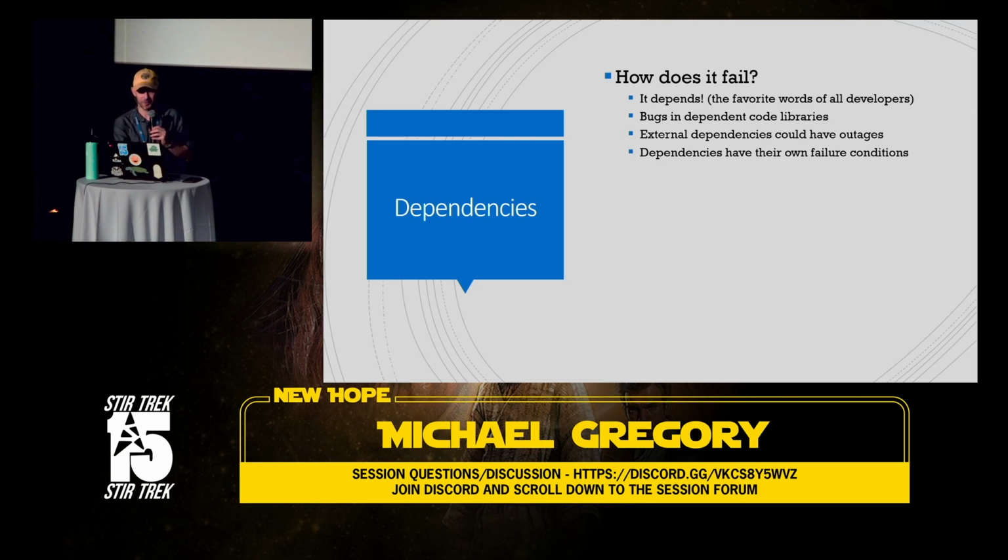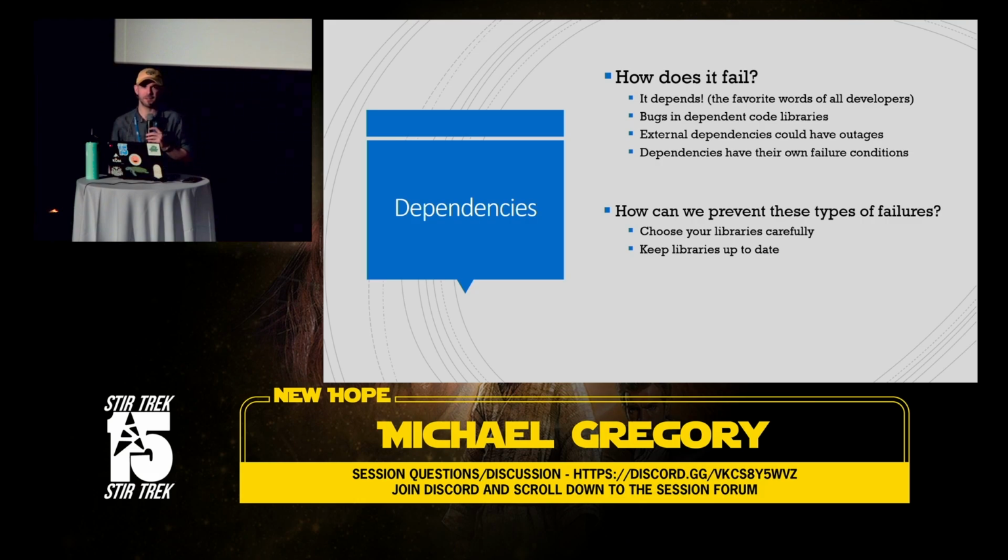Dependencies can have their own failure conditions themselves. We'll get back to that one. How can we prevent these types of failures? Choose your libraries carefully. It can be very tempting to either not use other libraries and write all your own code, or to use a library that looks cool but has 5 users. Find libraries that have been used and battle tested in the real world. They are more likely to not have bugs.